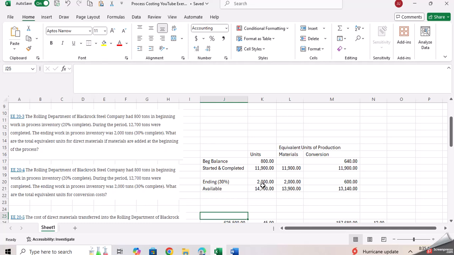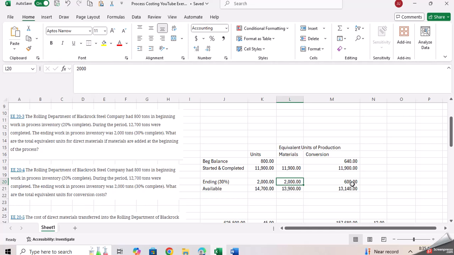So then it tells us in here, though, that the materials are all added at the beginning of the process. So the 800 that we had in our beginning balance would have already had the materials added last month. What we started and completed, all of those materials would have been added this month. And then the 2,000 that are left, if the materials are added at the start, all of those would have been added as well from a material standpoint. So then we have 13,900 tons of equivalent material units that we need to account for.